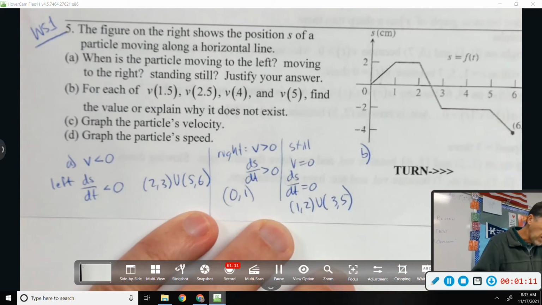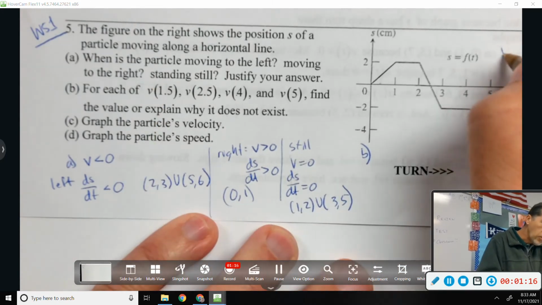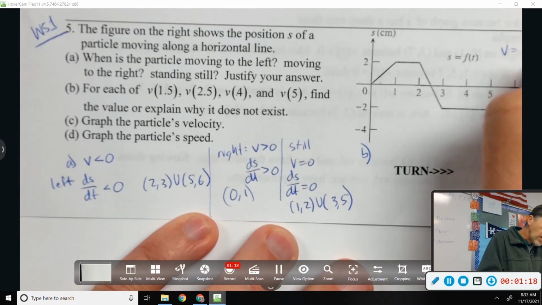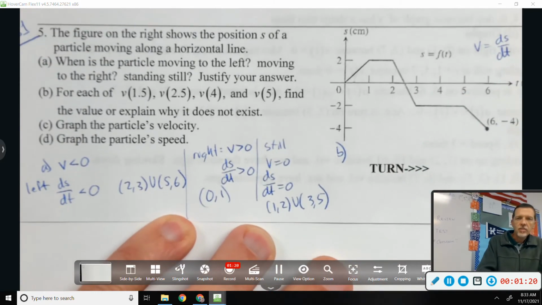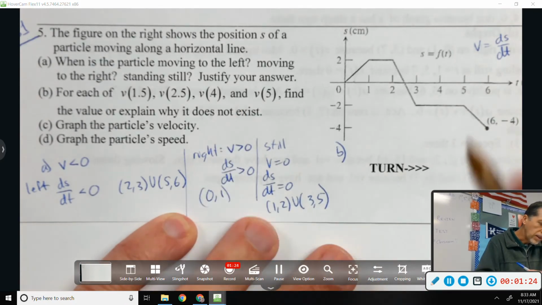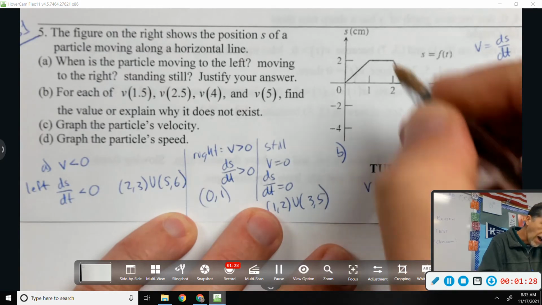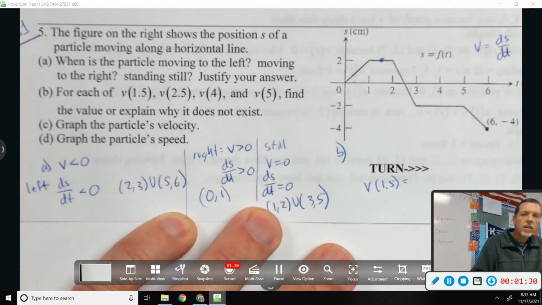All right, part B. For each of those velocities, and we already said velocity equals slope of s, so v is ds dt. For each of those, find the value or explain why it doesn't exist. So v of 1.5. So what's the slope at 1.5? 0.